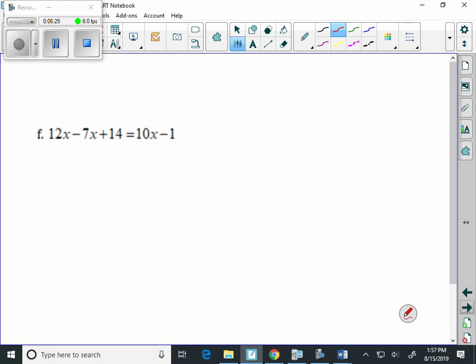Letter F. Still, watch out on the problem. 12x minus 7x plus 14 equals 10x minus 1. We have like terms over here on the left side of the equation, so we need to combine like terms. 12x minus 7x is 5x plus 14 equals 10x minus 1. Again, go back to how your Algebra 1 teacher taught you.